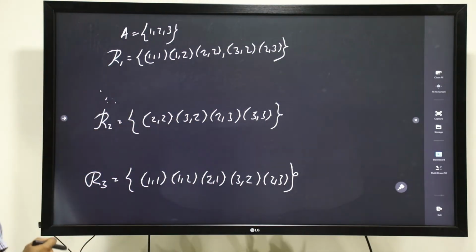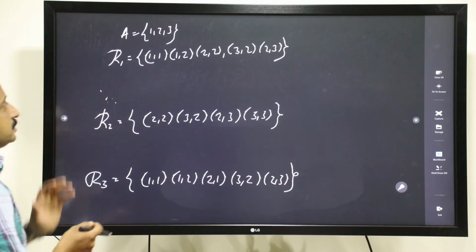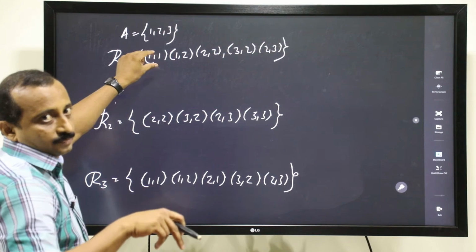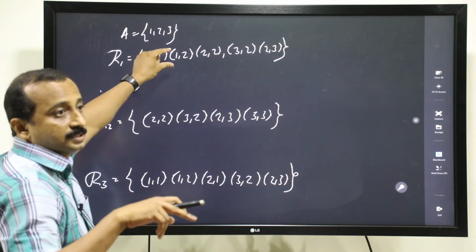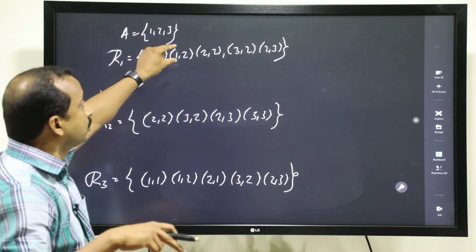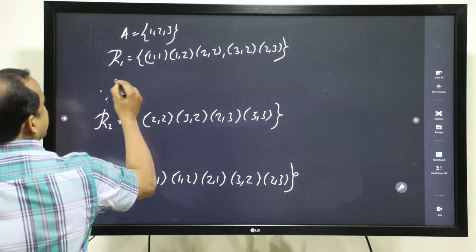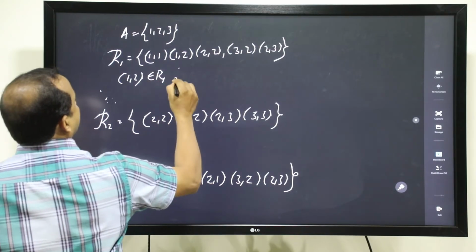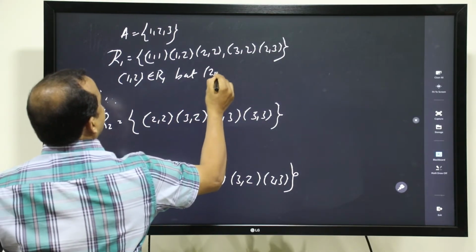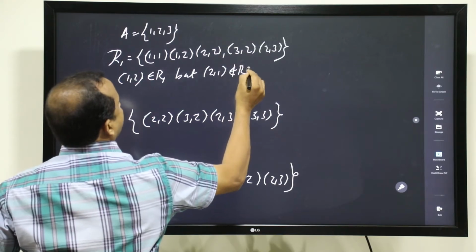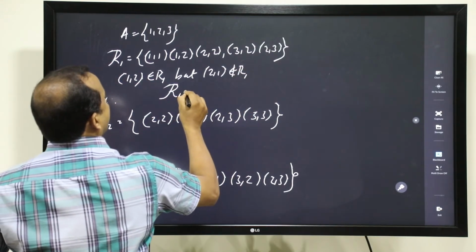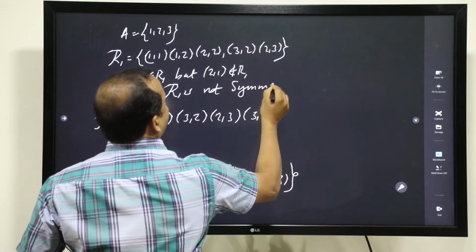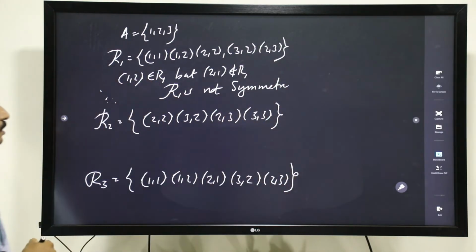The first relation R1, check whether the relation satisfies the symmetric condition. Okay, 1 1 has reverse order 1 1. Okay, 1 2 has reverse order 2 1, but that pair is not an element of R1. Therefore here 1 2 is an element of R1, but its reverse order 2 1 is not an element of R1, and therefore R1 is not symmetric. Okay.